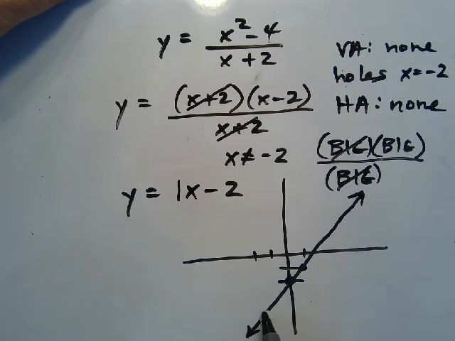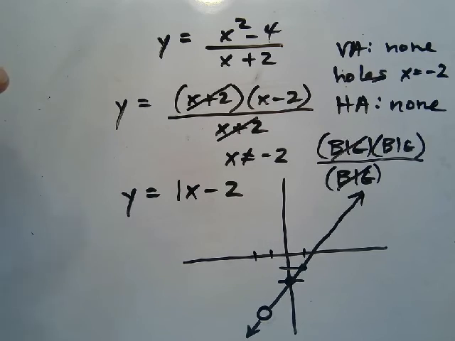So we've got to go over here and put a hole right down here at negative 2. So I'm going to erase that area. Right about here, negative 2 is right here. There's a hole there at negative 2. So rational functions are wonderful things to do. Get a hold of this. If you have any questions, please email me.